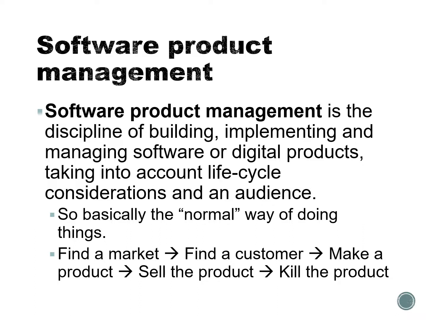We find a market, we find a customer, we make a product, sell the product, and finally, when we are done with the product, we kill the product. Or we make the sequel of the game or the movie or whatever. But still, software product management is more or less the general term talking about the normal life cycle of a software product.